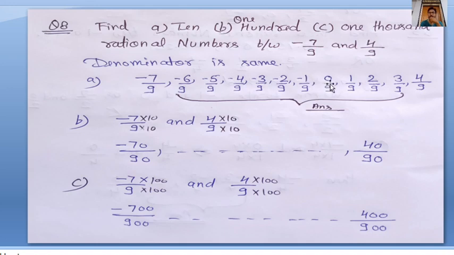On this side you move to the left, then come minus 1, minus 2, minus 3, minus 4, minus 5, minus 6, and you place the denominator 9. Similarly, you move from 0 to the right side: 1, 2, 3 and 4, and put the denominator 9. Now you count, how many numbers are these? These are 10 numbers. So the first part is done simply.